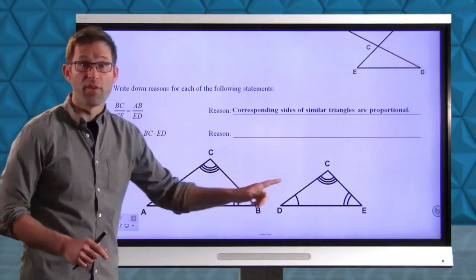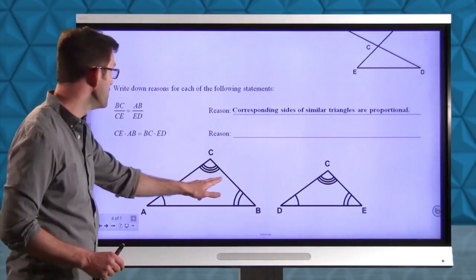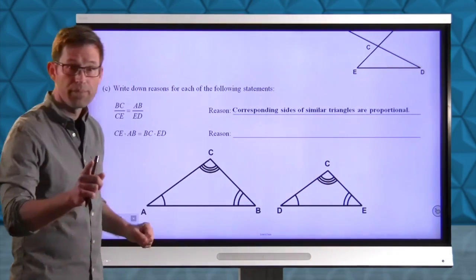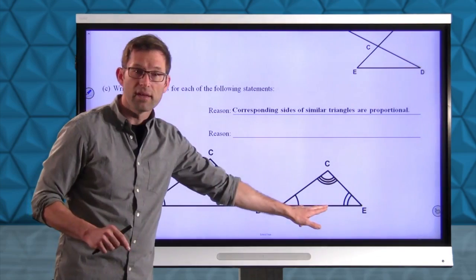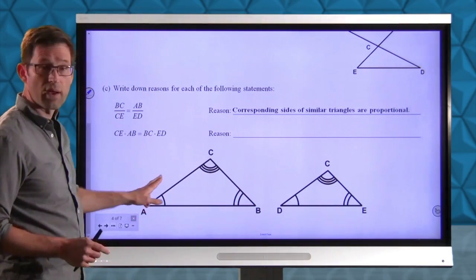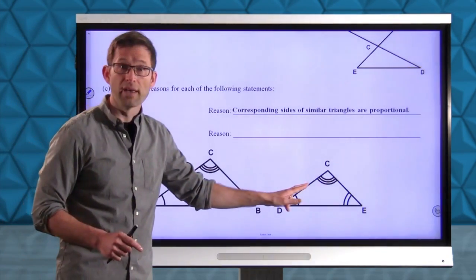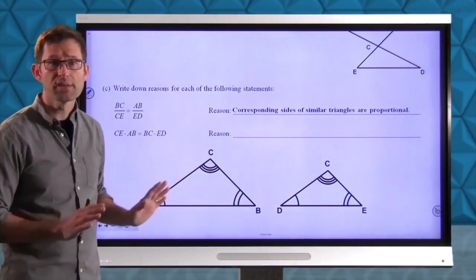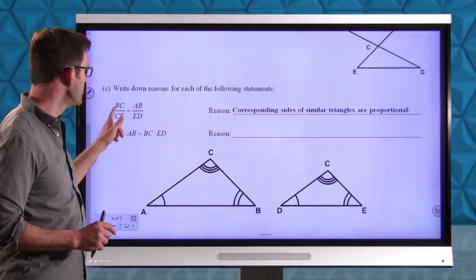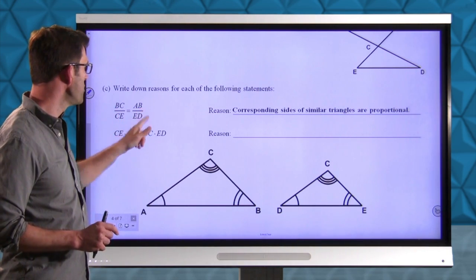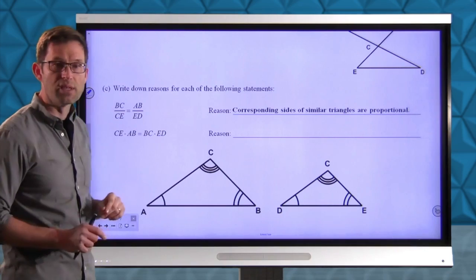And therefore, if I divide them, BC divided by CE, then I should get the same thing as I got if I did AB divided by ED. Side note, it would be the same thing I also got if I did AC divided by CD, but that's not part of this proof. Now I take this equation and I rearrange it as CE times AB is equal to BC times ED.